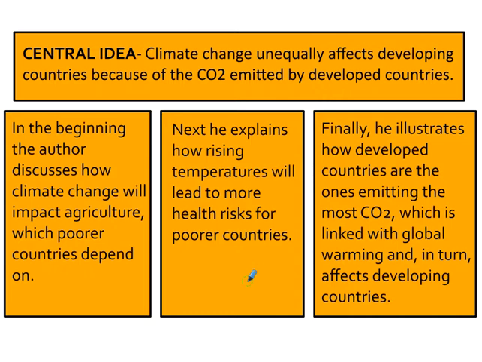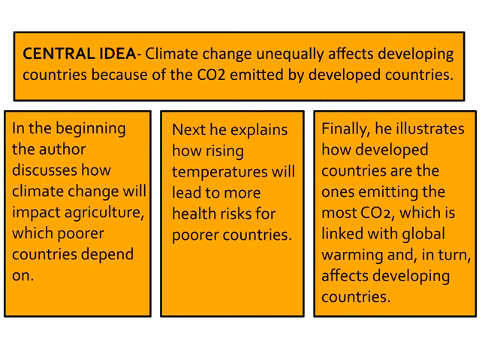So that's one of the other ways that we see that climate change is unequally affecting developing countries. And then finally, okay, this is where he proves CO2 is emitted by developed countries. Finally, he illustrates how developed countries, or richer countries, are the ones emitting the most CO2, which is linked with global warming and, in turn, affects developing countries. Each of these three supporting details is needed to really make this central idea strongly developed, right? To really make the central idea strongly supported.